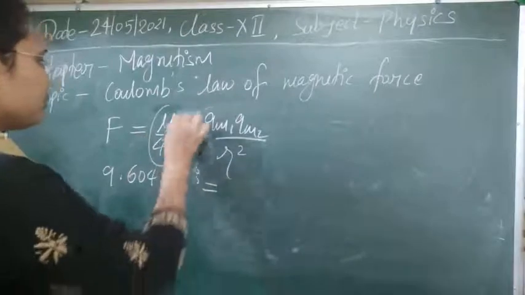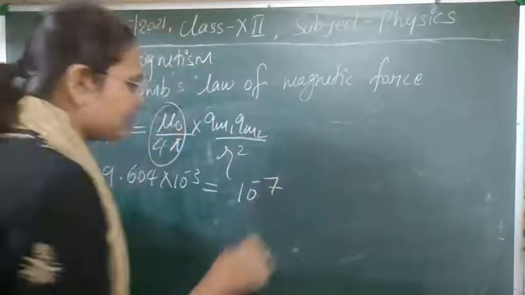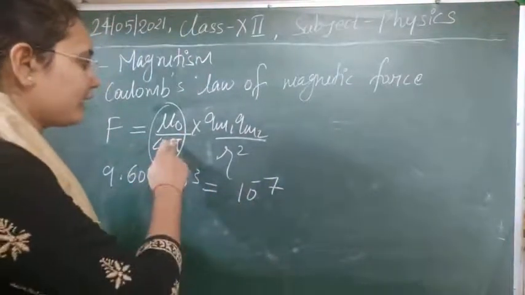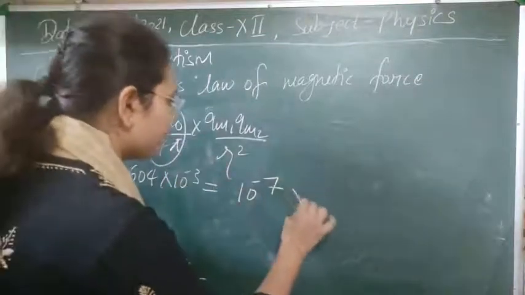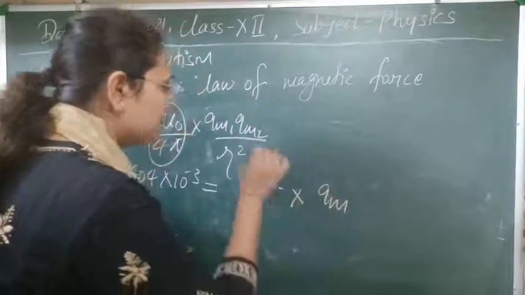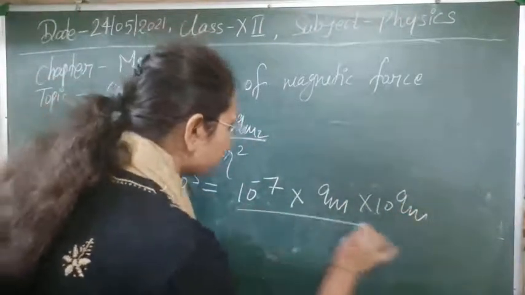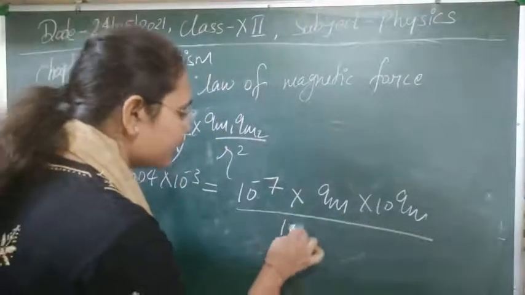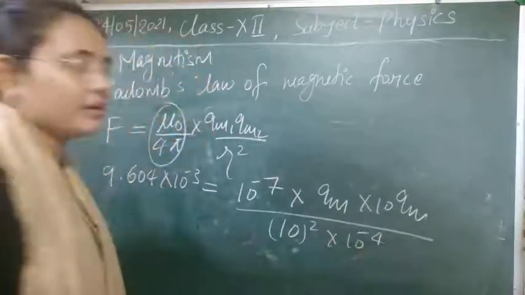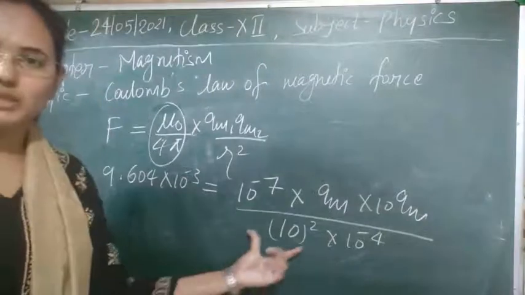For the values, you know that mu0 upon 4 pi has value 10 power minus 7, as we discussed in the previous chapter. Here Qm1 is equal to Qm, Qm2 is equal to 10 times Qm, and R is equal to 10 centimeter. Its square in centimeters, if you write, will be 10 power minus 4 meter. So in standard units you always have to convert these terms.